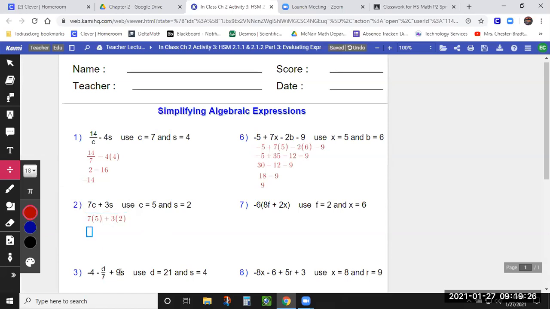So now we get to solve something. We get to solve the 7 times 5. 7 times 5 is how much? Yep. And 3 times 2 is how much? Okay.